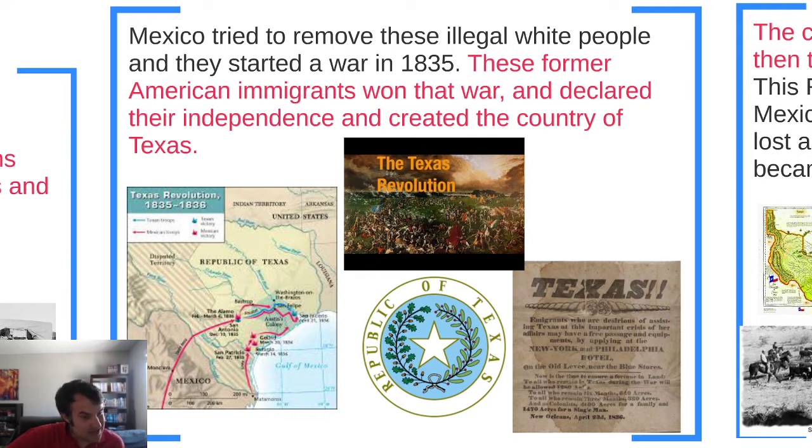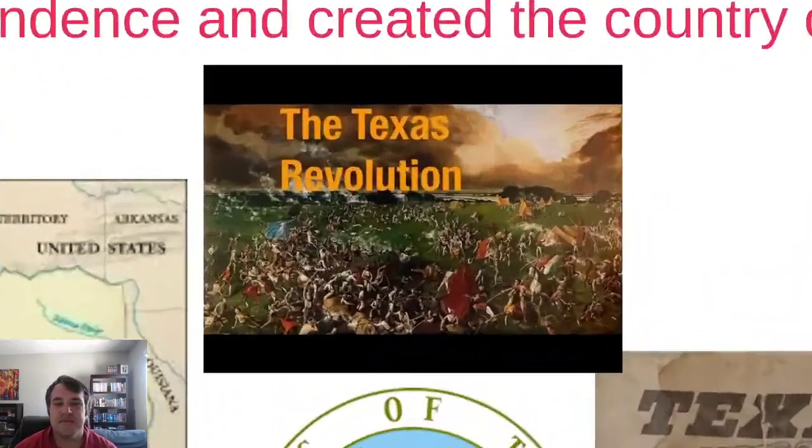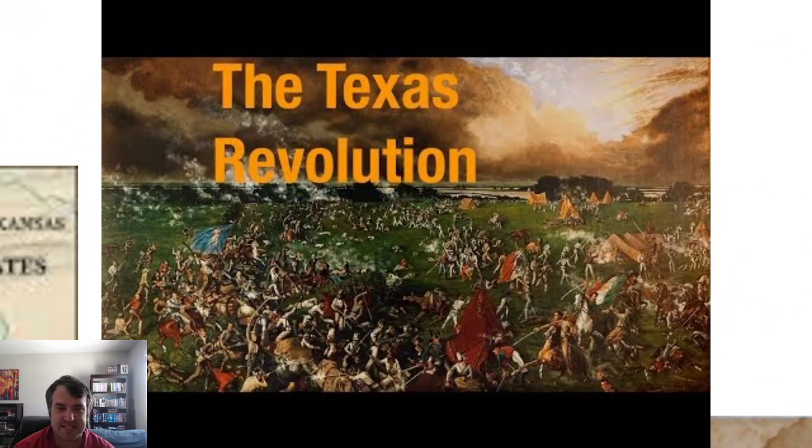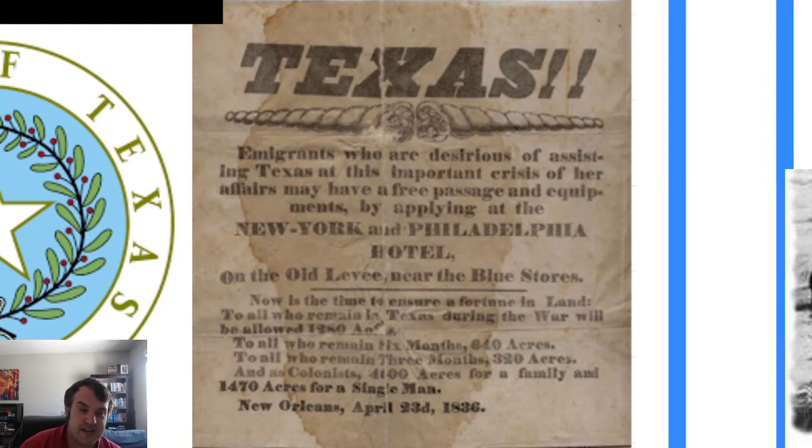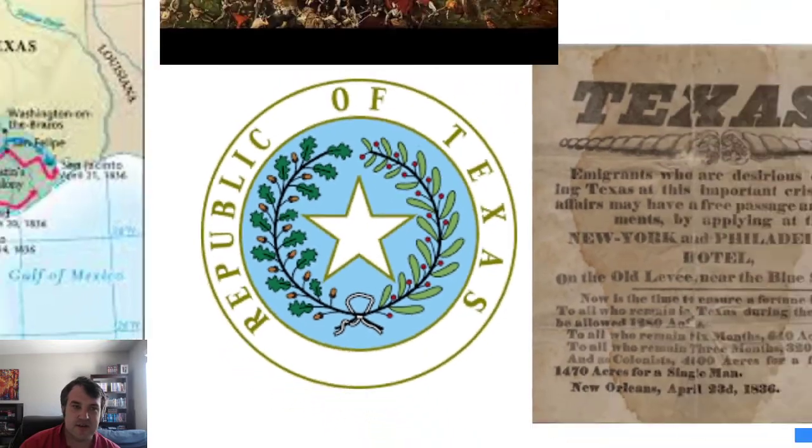Texas did not immediately join the United States. For a couple years, Texas was doing its own thing. And yeah, these American immigrants won the war, declared the independence of Texas, and I'm not going to deep dive into it too far here, but the way they won the war is just really impressive. And I went to this museum in Austin, Texas that outlined the whole thing. It was super cool. So, the Texas Revolution, fighting against the Mexicans, creating their own country. And here is a sign posted up in a Philadelphia hotel saying, hey, you want free land in Texas? Come help us fight for a new country and the Republic of Texas, its own place.